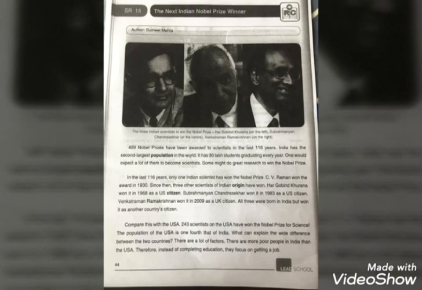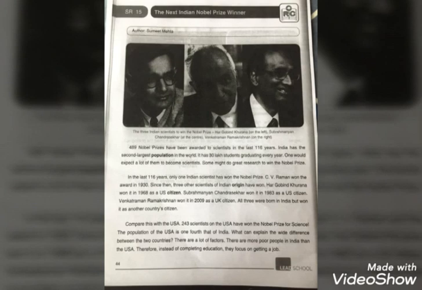Har Gobind Khorana won it in 1968 as a US citizen. Subramanian Chandrasekhar won it in 1983 as a US citizen. Venkatraman Ramakrishnan won it in 2009 as a UK citizen. All 3 were born in India, but won it as another country's citizen. So compare this with the USA.